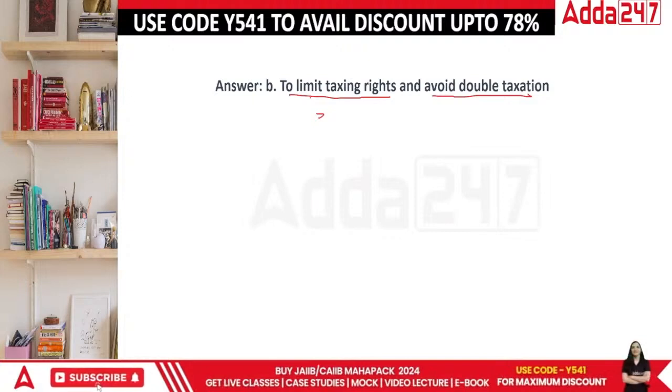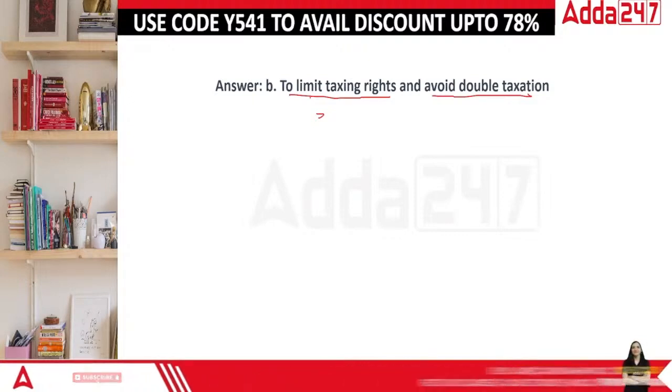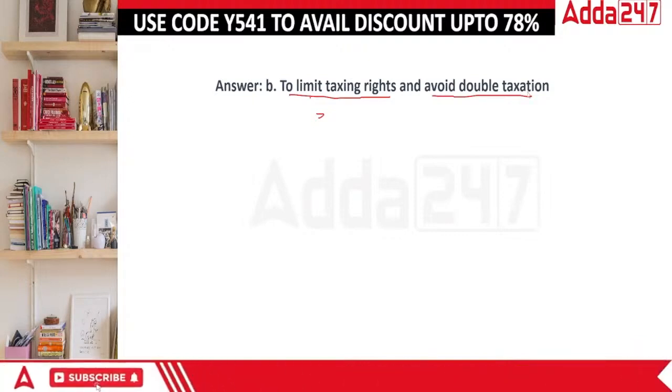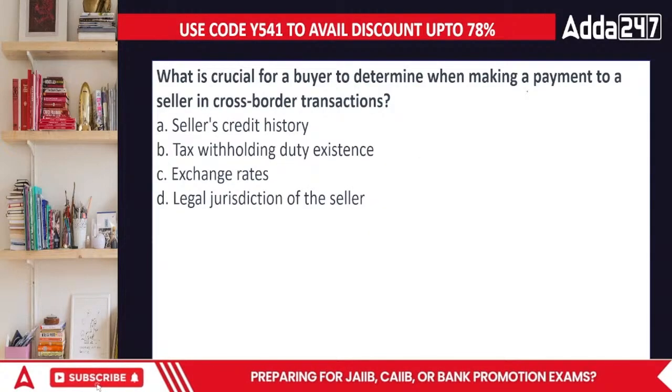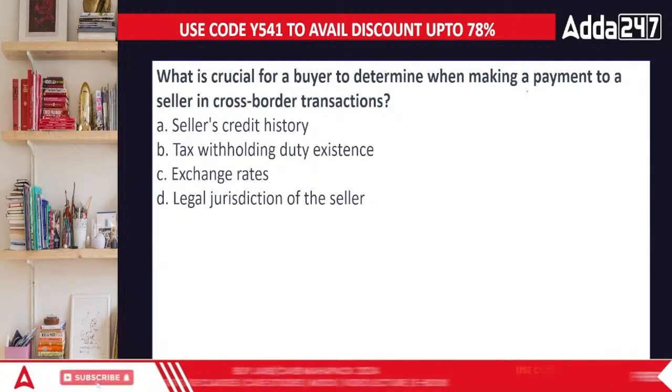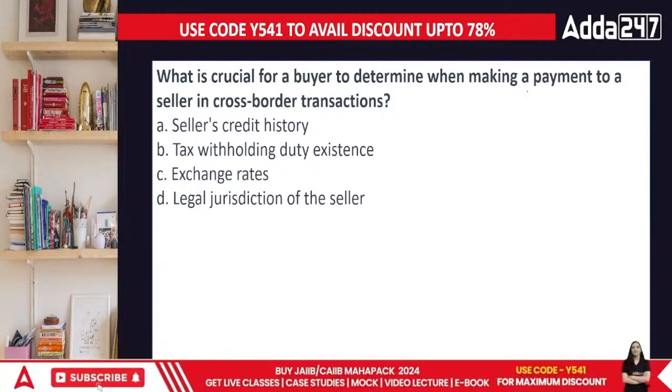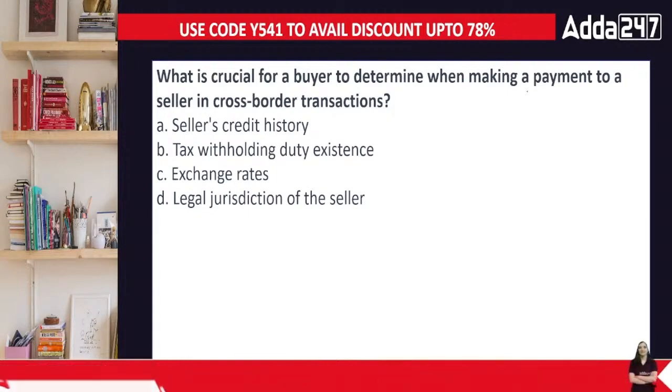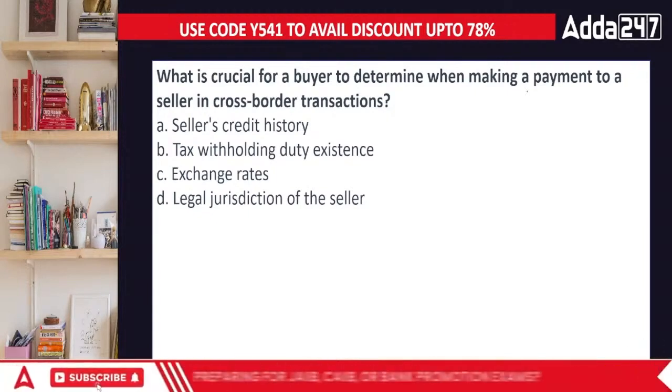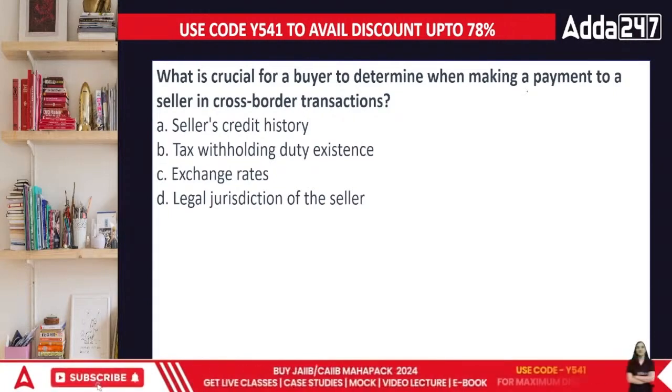Done, everybody? Got the point? Now let's move on to the next point. What is crucial for a buyer to determine when making a payment to a seller in a cross-border transaction? Seller's credit history, tax withholding duty existence, exchange rates, or legal jurisdiction of a seller.